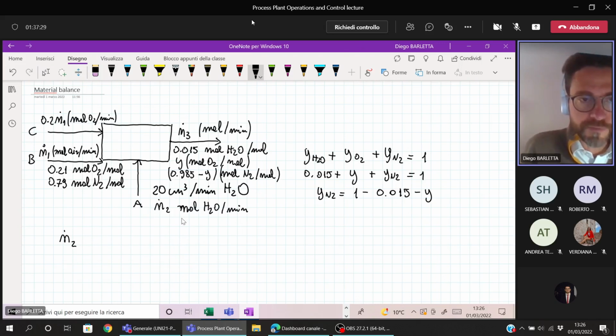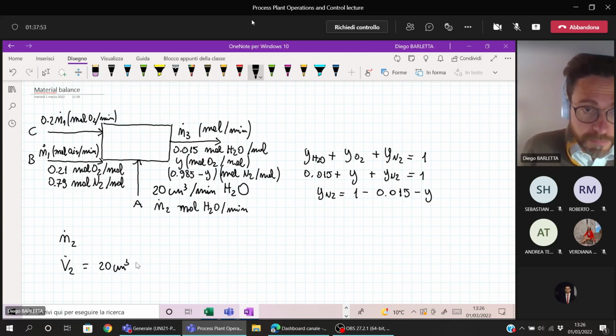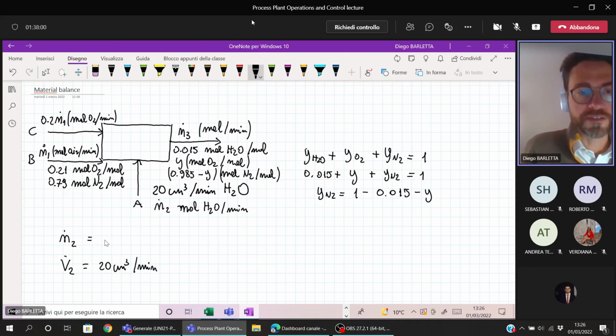That is n2. From this we want to derive the molar flow rate. So this information is what I would call, in the nomenclature that I put before, 20 cubic centimeter per minute. Now, if I want to convert this, how could I do?